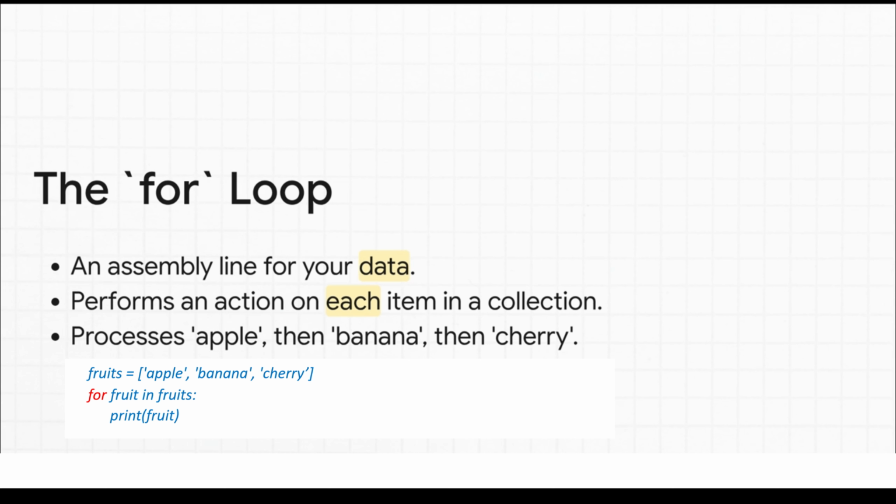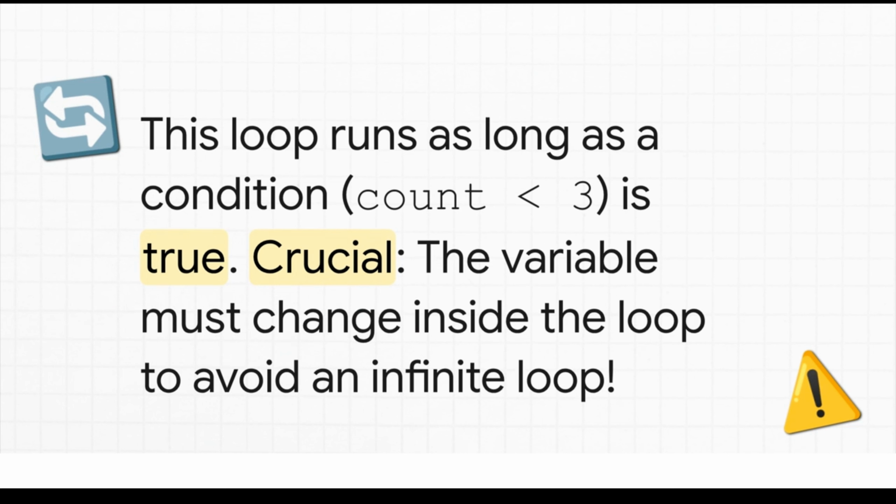Then it goes back to the start of the line, grabs the next item, banana, puts that in the fruit variable, and prints it. It just keeps doing this, one by one, until it's gone through every single item in the list. It's incredibly efficient. Now, the while loop works a little differently.